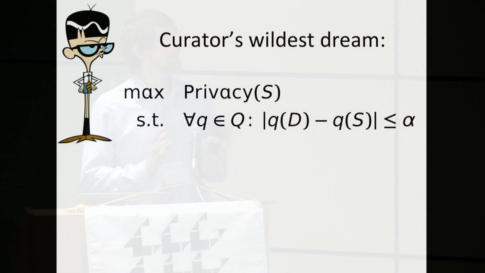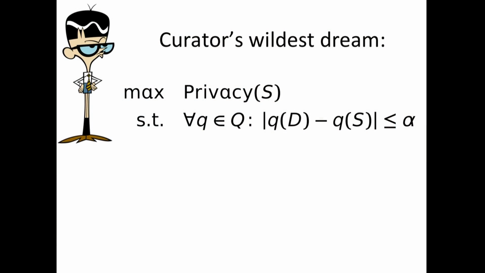So how would we get a privacy-preserving algorithm? Let me jump right into it and tell you about the curator's wireless stream. Okay, so this is what this guy really gets excited about. And it would be something like this. Okay, so he's given the query set Q.